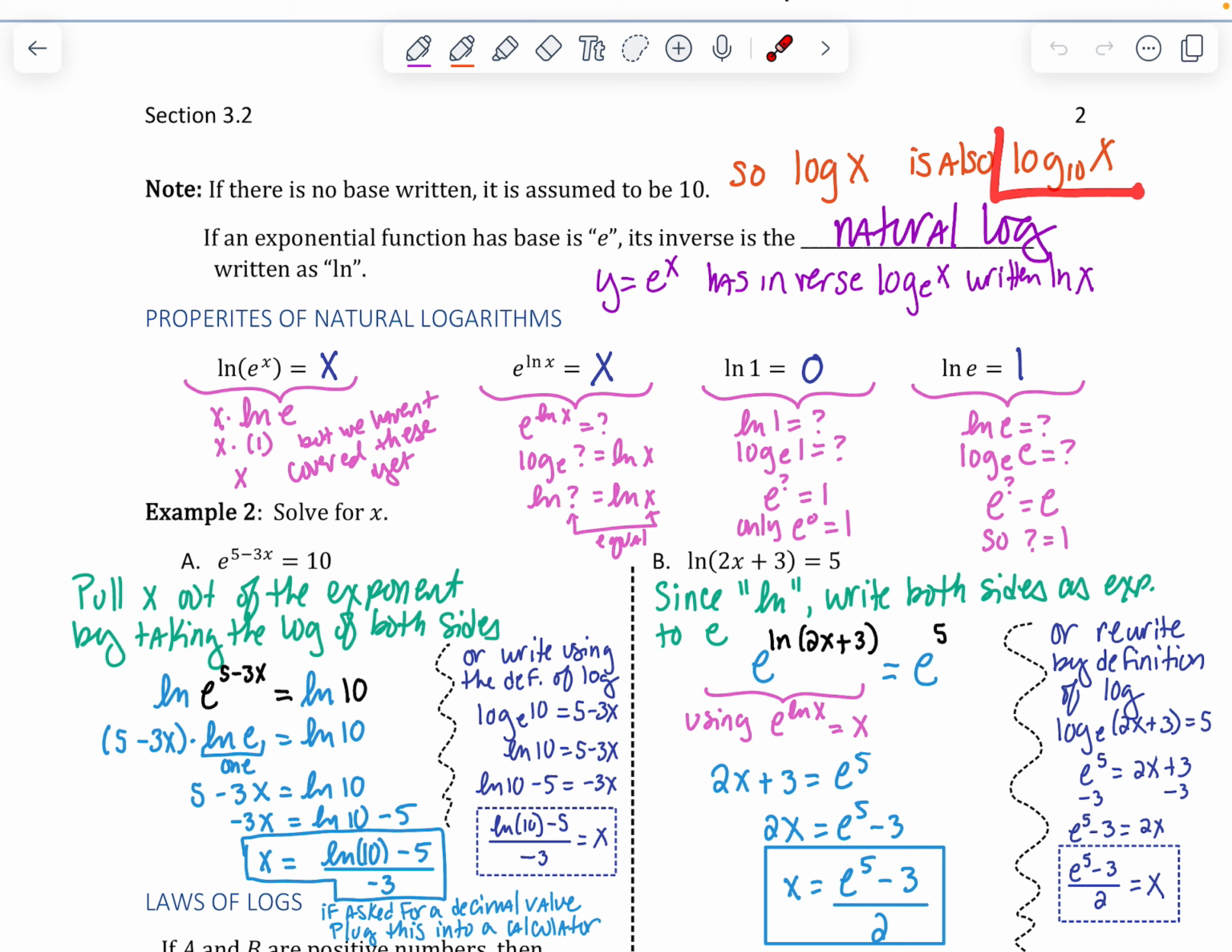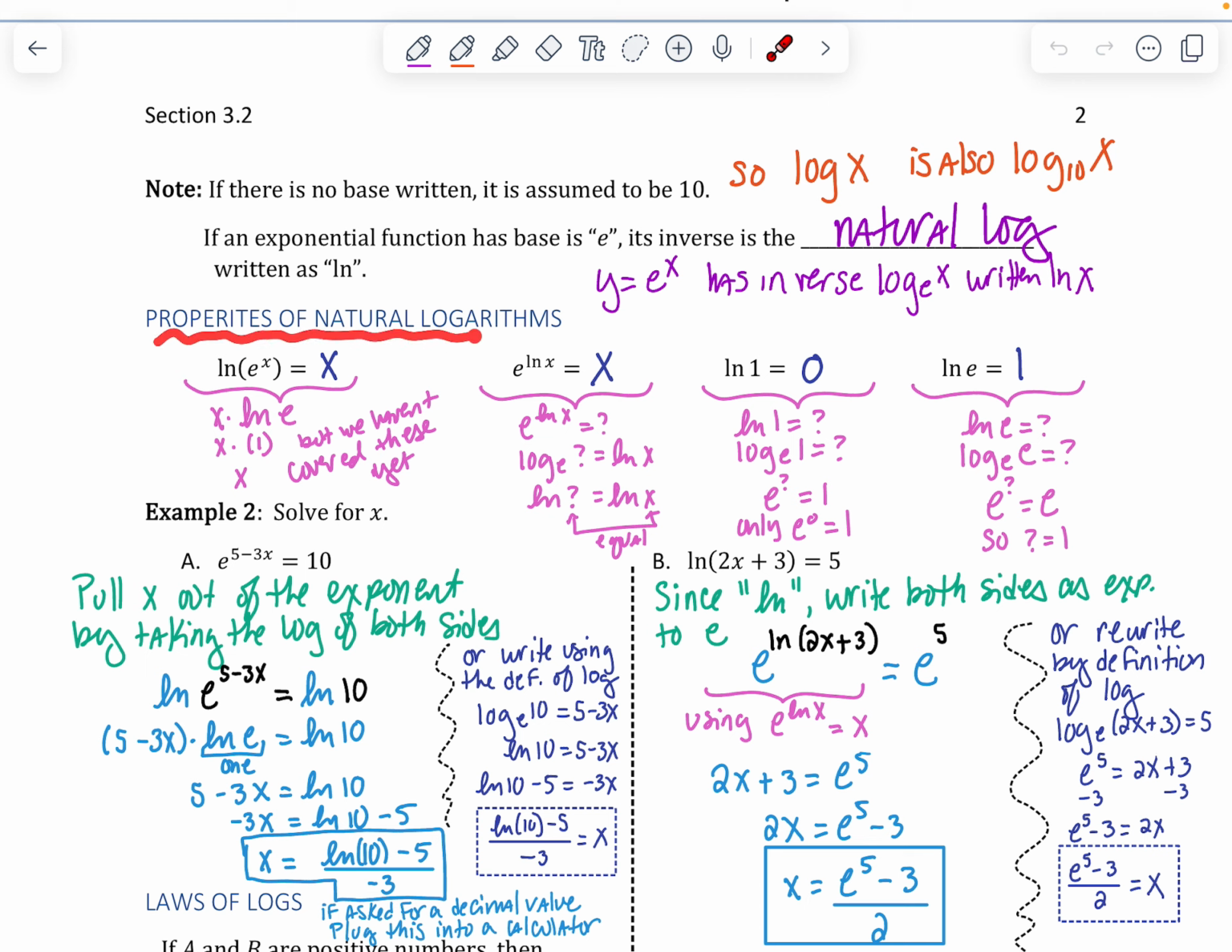Section 3.2, page 2. So when it comes to logarithms, if you don't see a base written, it's assumed to be 10. So if you just saw log of x, it's identical to log base 10 of x. And in terms of an exponential function, if it's base e, we refer to its inverse as the natural log, where e is considered the natural number. When it comes to a natural log, instead of writing log base e, we just write ln. We use ln in place of that, which implies a log base e.